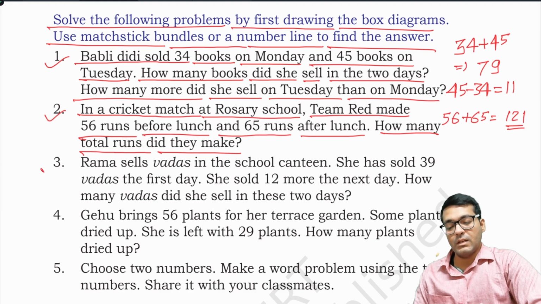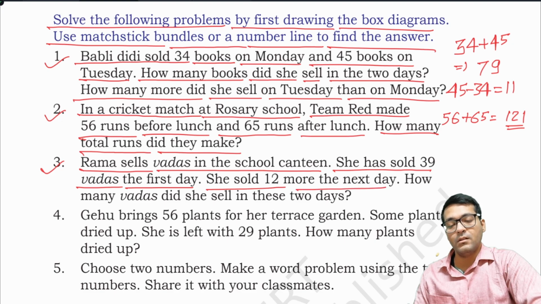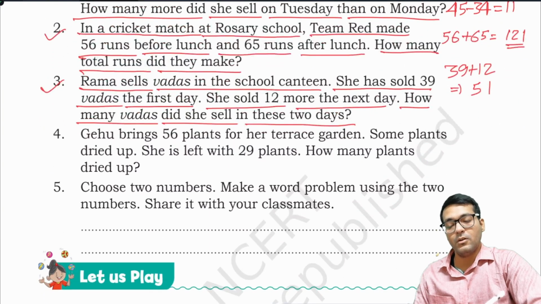Okay. 3. Rama sells vadas in school canteen. She has sold 39 vadas the first day. She sold 12 more the next day. How many vadas did she sell in these 2 days? That is 39 plus 12, 51. You can do that on Gilnadi.